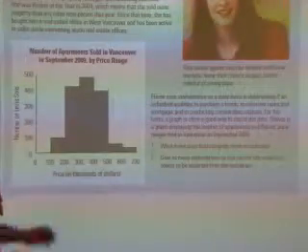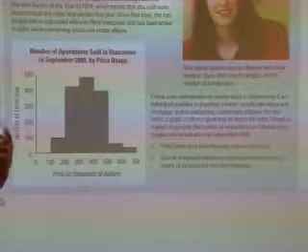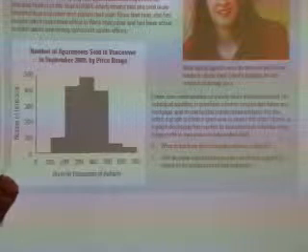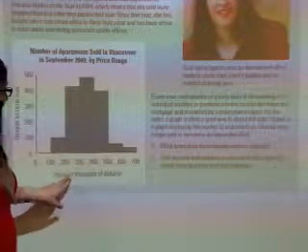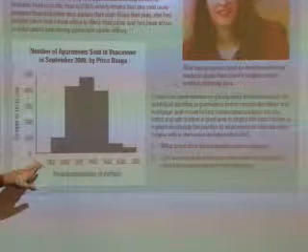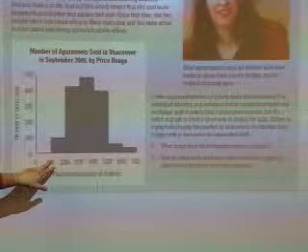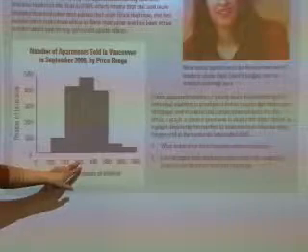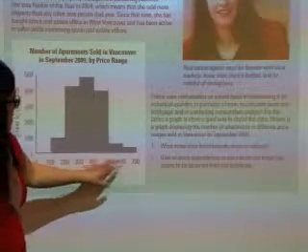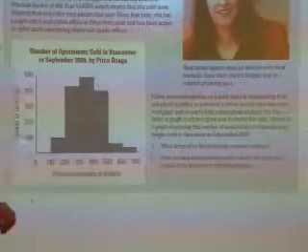So it's shown as a graph that depicts the data of the number of apartments in different price ranges sold in Vancouver in September of 2009. So this is the price in thousands of dollars, which means this is 100,000, 200,000, 300,000, 400,000, 500,000, 600,000, 700,000.